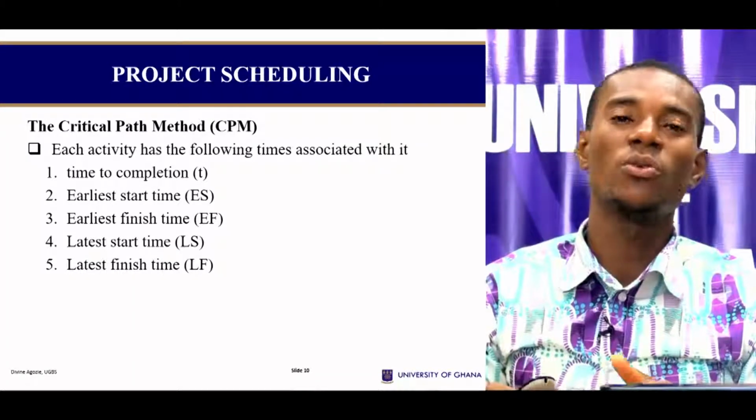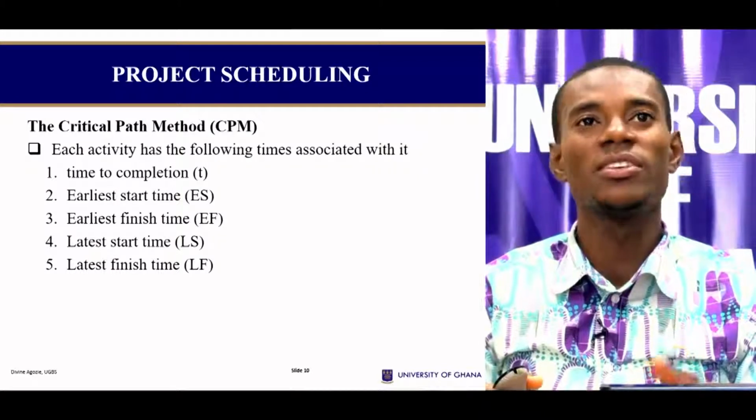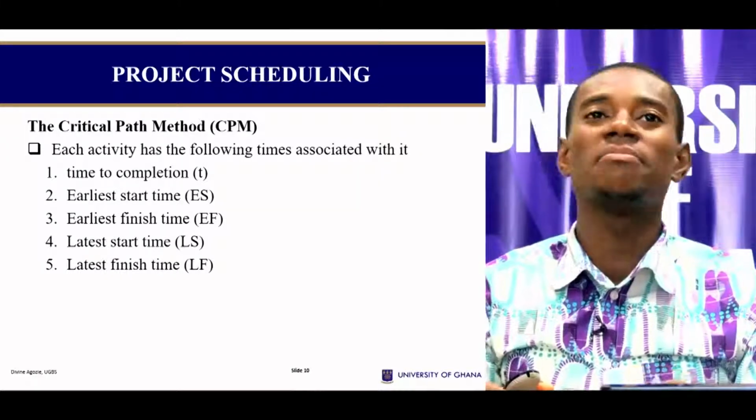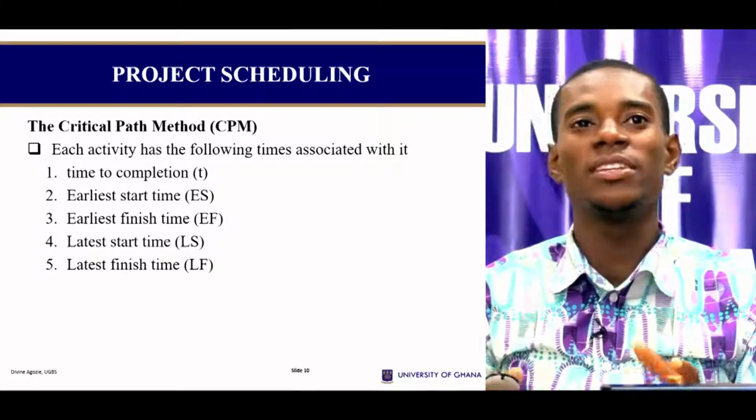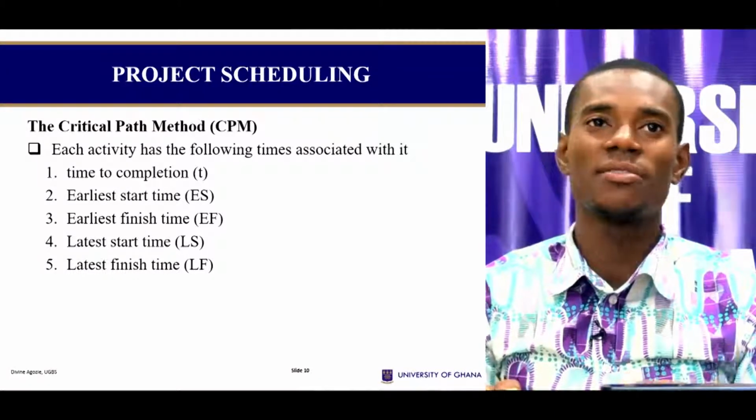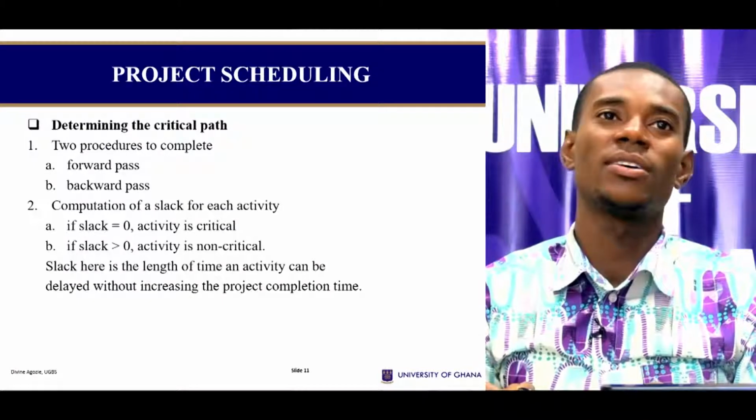So in the critical path method, we have certain terms associated with this technique. We have what we call the completion time, which we represent with T. We have the earliest start time and the earliest finish time. We also have the latest start time and the latest finish time. Very easy stuff, and we'll see how this turns out.